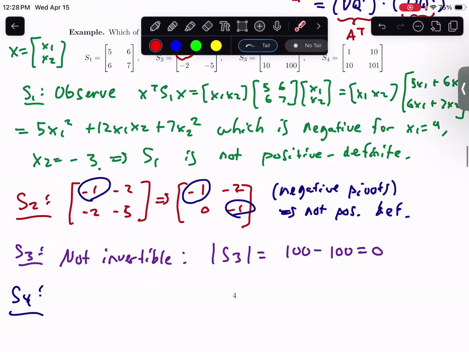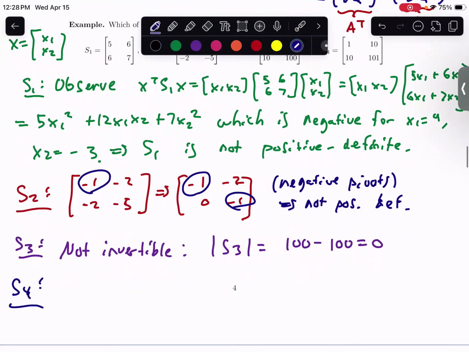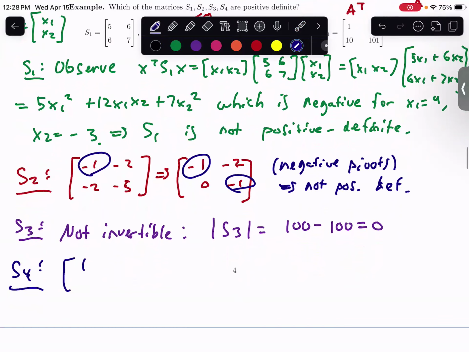And you only have 2 eigenvalues. Well, I mean, you could have 2 negative eigenvalues that multiply. Anyway, I'm going to just look at the pivots. So if you do the matrix 1, 10, 10, 1, 0, 1, and row reduce this, you can row reduce it to 1, 10, 0, 1.